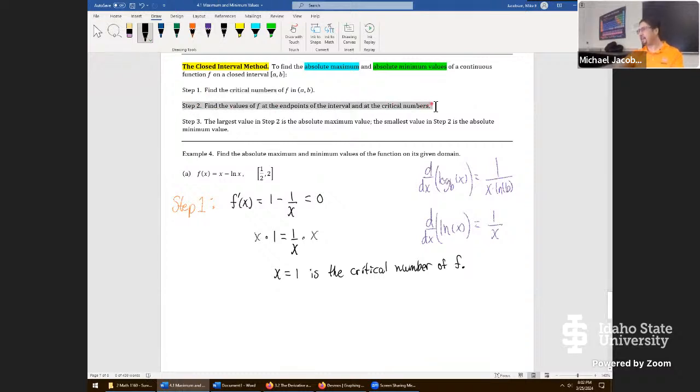At step 2, it's kind of just busy work in a certain sense. It says find the values of f at the endpoints and the critical numbers. That's just a whole bunch of function evaluations. Here's what it would look like. Let's call this step 2.